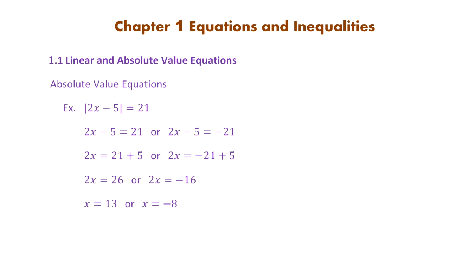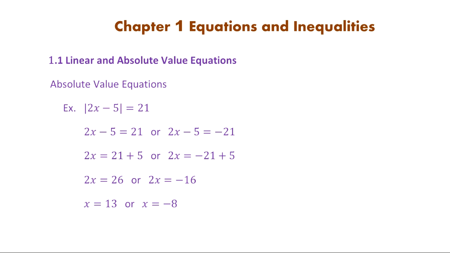So in the first equation, you add 5 on both sides, you get 2x equals 21 plus 5. And you also add 5 in the second equation, you get 2x equals negative 16 plus 5. And then we got 2x equal to 26. So x equal to 13 in the first equation. And in the second equation, we got 2x equals negative 16 if we do it. And divided by 2, you get negative 8. So we got two solutions for this absolute value equation.